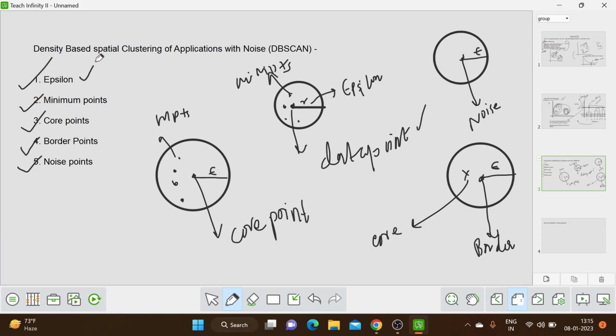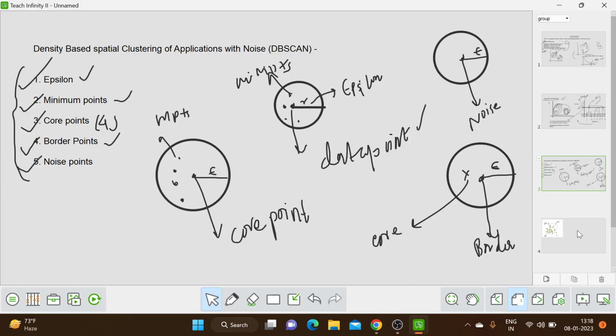So epsilon is the radius. Minimum points is the number of points inside a circle. Core point: if there are 4 points inside a circle, it is known as the core point. Border point: if there is a core point inside a circle, the main data point is that border point. And the main data point is a noise point when the circle is empty. So I will make you understand this density based clustering. We have understood these terms. Now how it will predict the clusters, that I will make you understand.